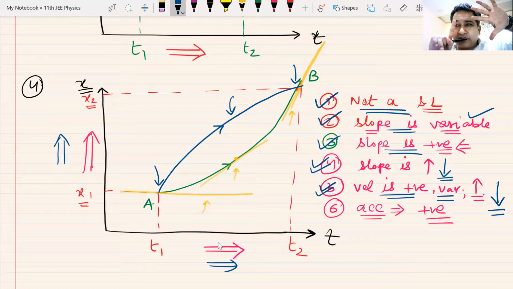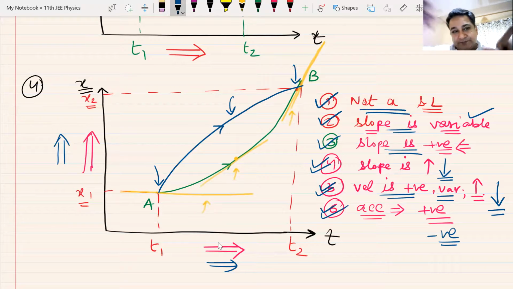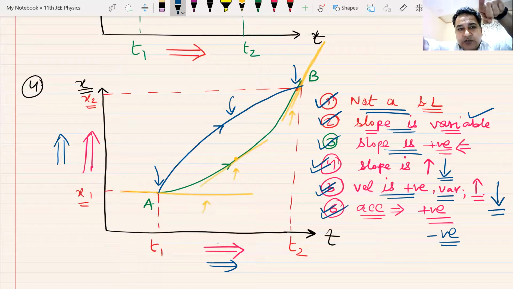Point number 6, the most important point, Vahini. What about the acceleration? Velocity is positive, but it is decreasing. What can you say about acceleration? Vahini, wrong. Acceleration is not 0. Acceleration is negative. Yes, Spidey, I was expecting the same from you. Great one. Acceleration has to be negative because velocity is decreasing. Velocity is positive and it is decreasing, so acceleration has to be in the opposite direction. Am I clear? Can I have a show of raised hands?